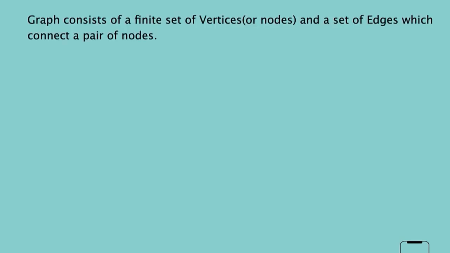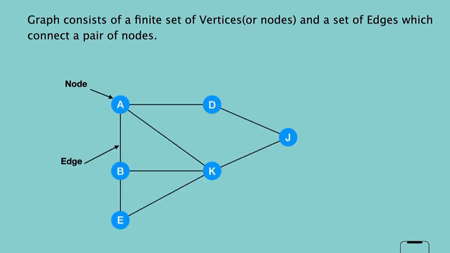A graph is a nonlinear data structure that consists of nodes and edges. The nodes are sometimes also referred to as vertices, and the edges are lines or arcs that connect two nodes in the graph. More formally, a graph consists of a finite set of vertices or nodes and a set of edges which connect pairs of nodes.